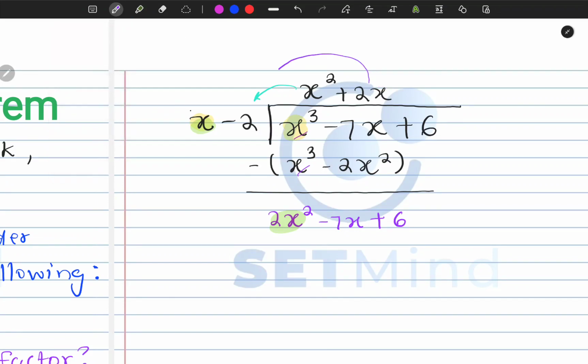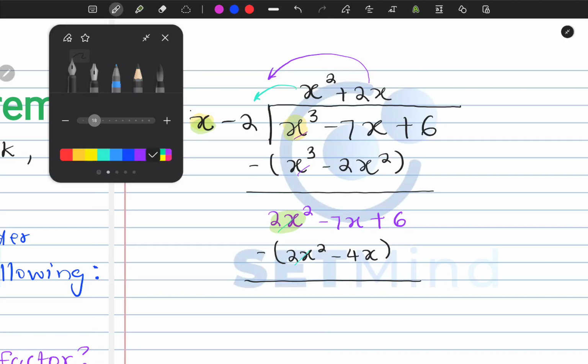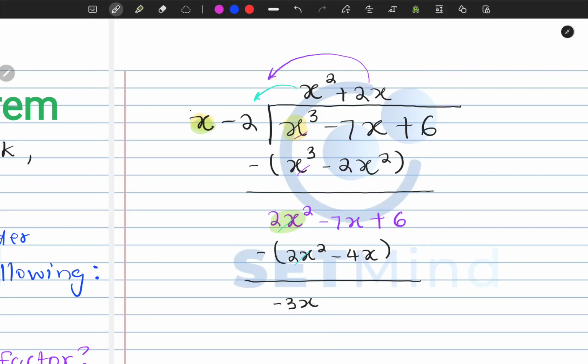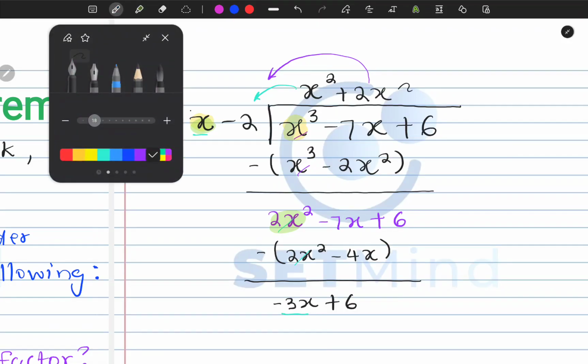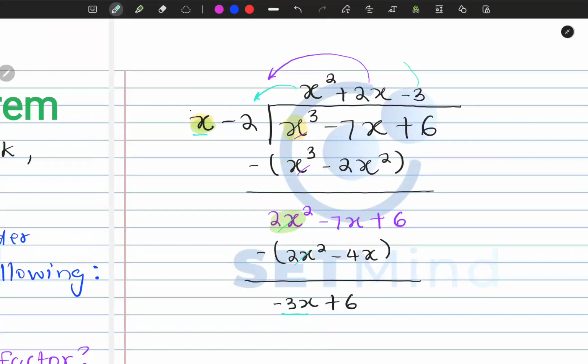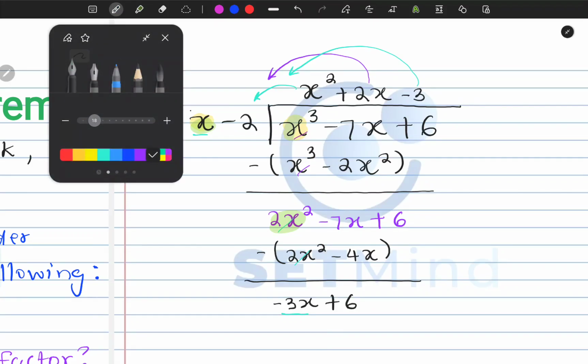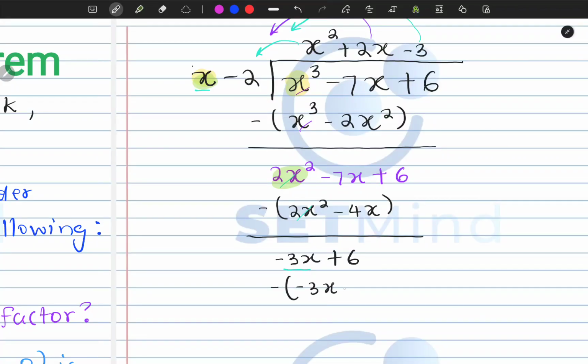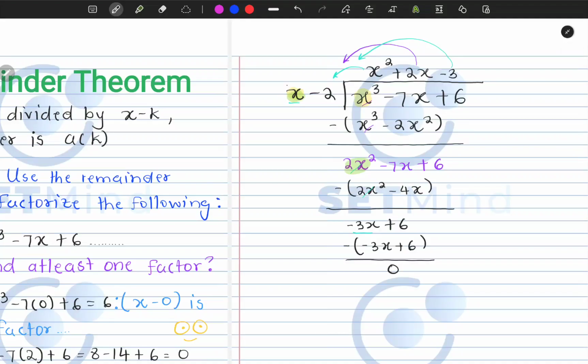Then we take the 2x and multiply that expression with it. So I'll have minus, open bracket, 2x squared minus 4x. Then we take the difference. There are terms that cancel, that one and that one. And we will have minus 7x plus 4x, which will be minus 3x. And we'll take the 6 down. Then we can still go ahead and divide. So we have minus 3x divided by x, which will simply be minus 3. Then we take that minus 3 and multiply it down there. We'll have negative 3x, then plus 6, and this will become 0. So our remainder is 0.